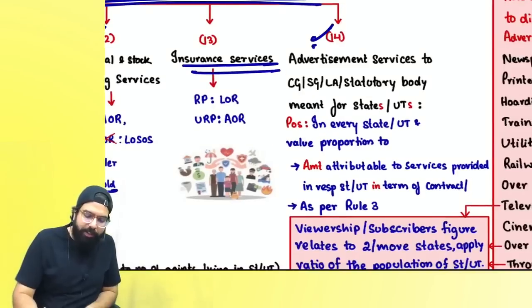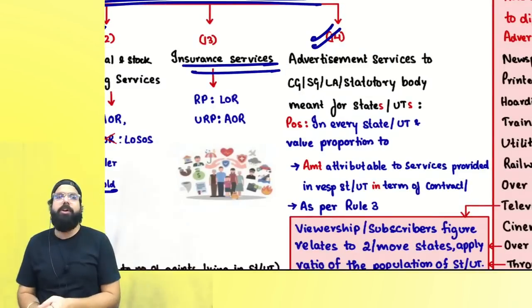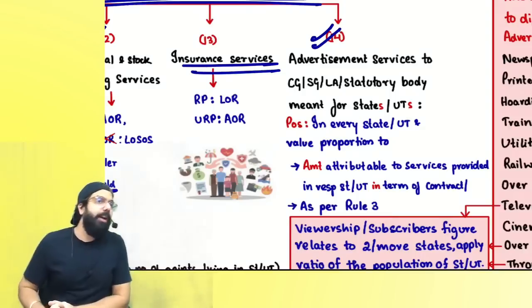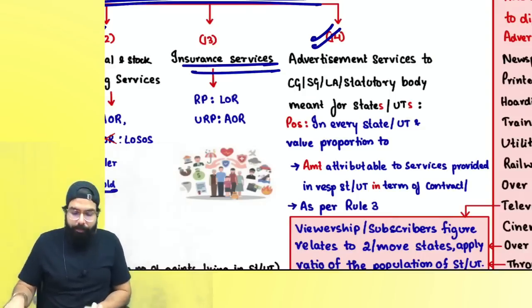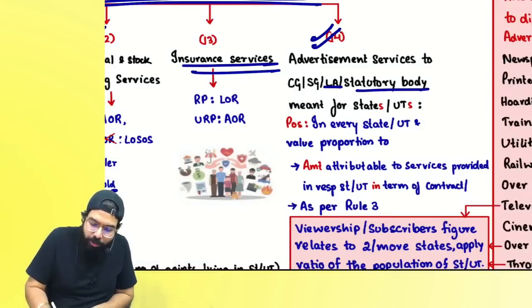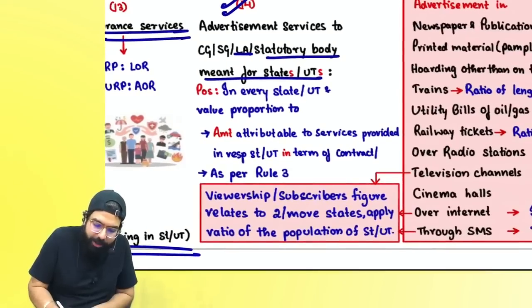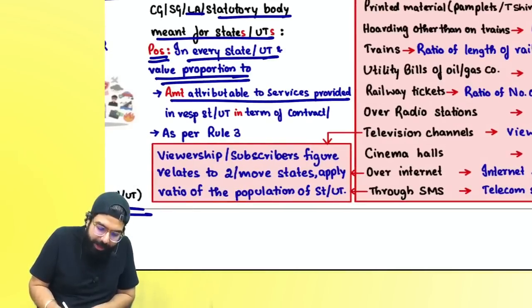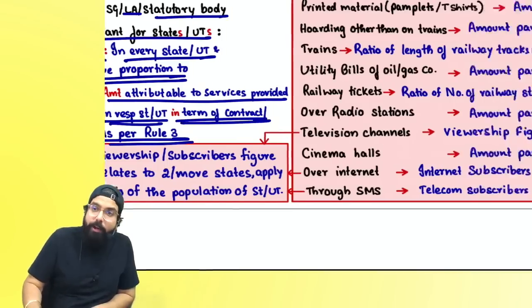The next one over here is section number 12.14, which talks about advertisement service. If advertisement services are provided to central government, state government, or any local authority or statutory body which is meant for the state or union territory, place of supply will be in every state and the value shall be apportioned in proportion to the amount attributable to service provided in respect of the state or UT in terms of contract, or you have to apply rule number 3.